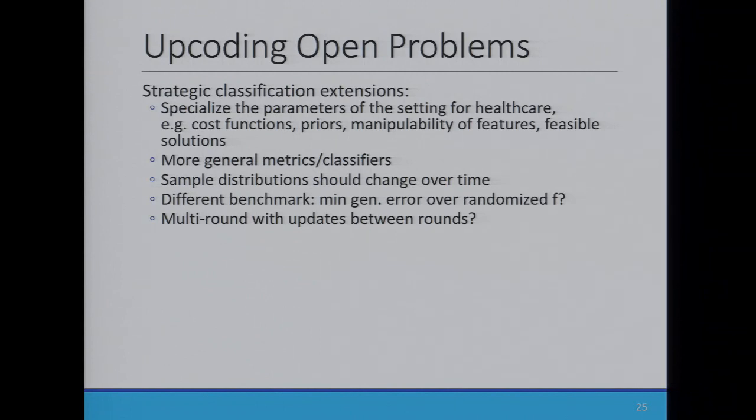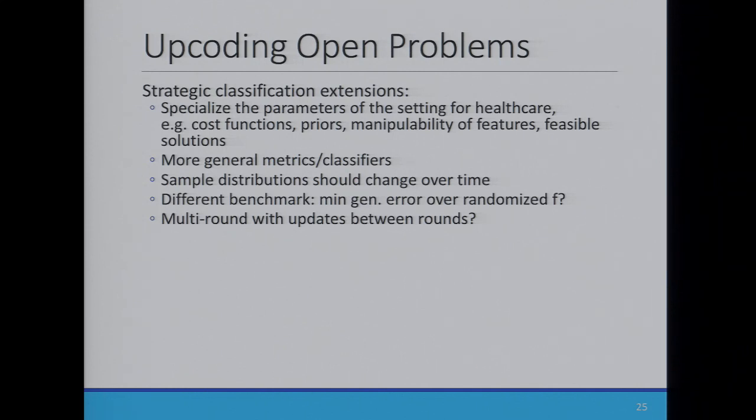Also, the benchmark they're dealing with is minimizing generalization error, but it's over deterministic classifiers. So we could use a different benchmark, like minimizing over randomized classifiers. And we could also look at multi-round updates between rounds. Think of this as every round you now have the ability to re-upcode. Every year you can go to another doctor and re-upcode. Now how do you fix the classifier? There are all sorts of directions for how to classify given that you're dealing with manipulated data, which is very important in this setting because upcoding really is a problem.